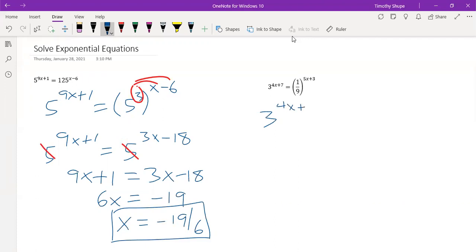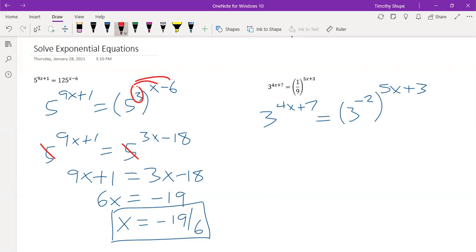Leave that one alone. But then the right side, I know 1 over 9 is the same thing as 3 raised to the negative second power. So I'm going to rewrite it as that. That's the same value. It just looks different. We changed the visual, but I haven't changed what it's equal to. And then I put that existing exponent of 5x plus 3 where it was.